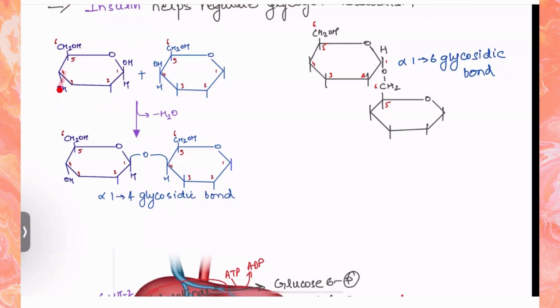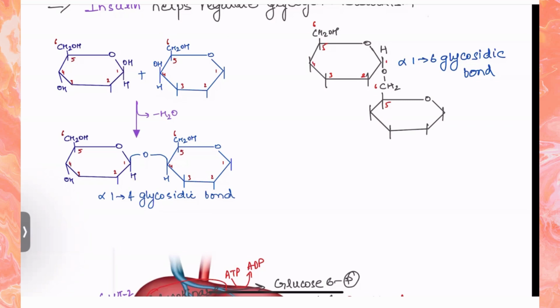This is a glucose molecule with carbon number 1, 2, 3, 4, 5 and 6. And this is another glucose molecule with carbon number 1, 2, 3, 4, 5 and 6. The bond which is formed between these two molecules is called the alpha-1,4 glycosidic bond, because carbon number 1 combines with carbon number 4. Both the OH are on the same side. That's why we call this the alpha-1,4 glycosidic bond. If this OH would have been in the opposite direction, we would have called it the beta-1,4 glycosidic bond.